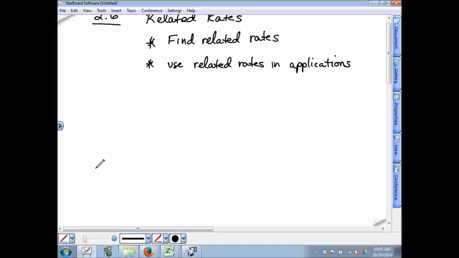So, what's the title of the lesson? Related rates. Listen carefully to the problem again. Air is being pumped into a spherical balloon at a rate of 4.5 cubic feet per minute. Find the rate of change of the radius when the radius is 2 feet. What two rates are in this problem? The rate of change of the volume of the balloon and the rate of change of the radius.